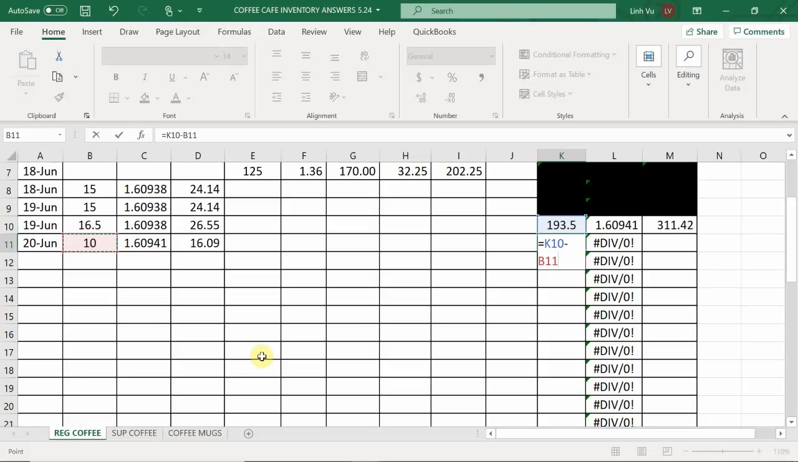If I sold 10 pounds, what is my new quantity? If I started with 193 and a half pounds, and I just sold 10 pounds, how many pounds do I have left?